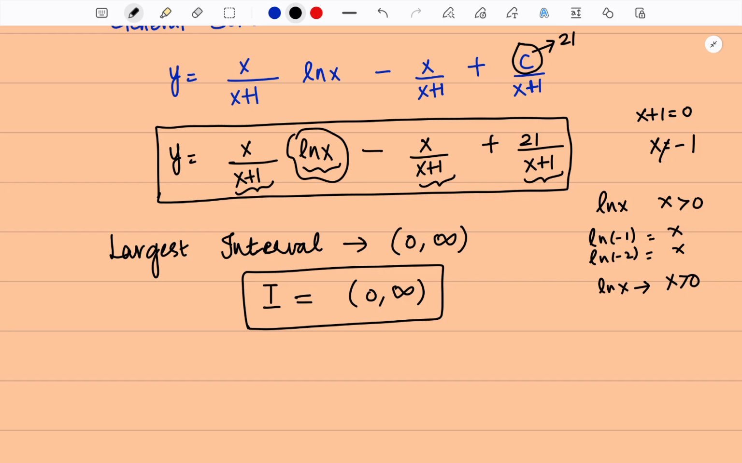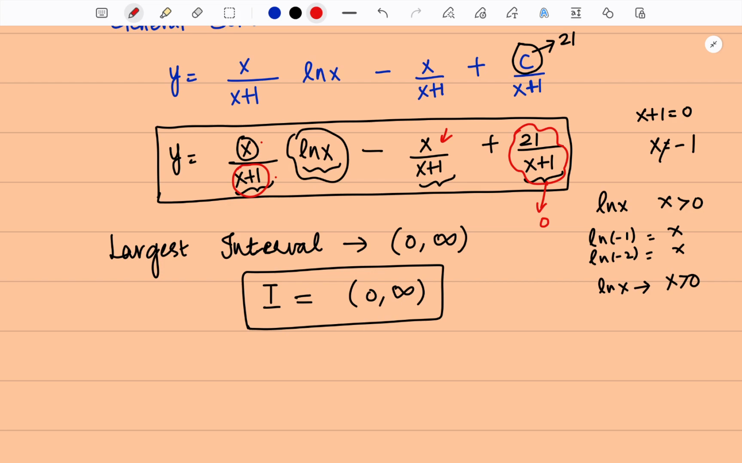So look here, the first one has an x and an x plus 1. You put infinity here, infinity by infinity cancels, so you're not going to 0. Here also you're not going to 0. But look here, 21 divided by x plus 1. Can you see this term? If I put x going to infinity here, automatically this term tends to 0.